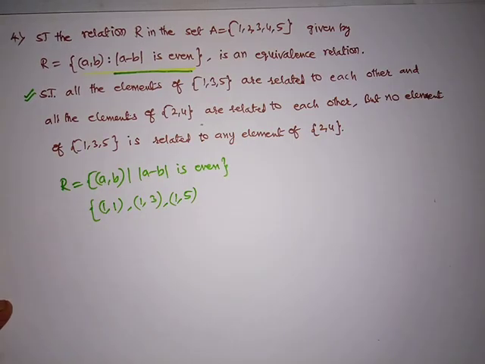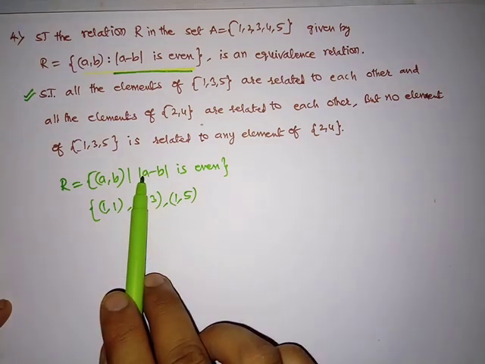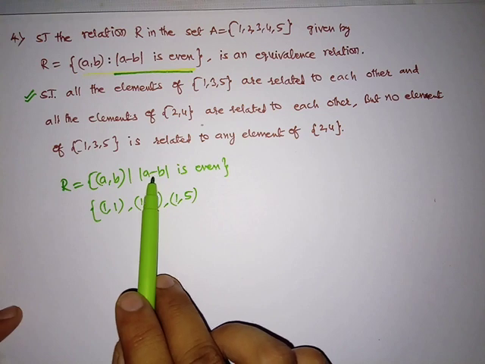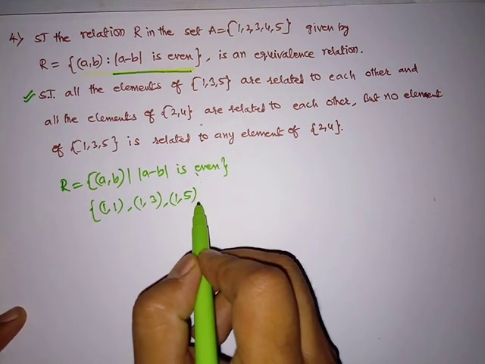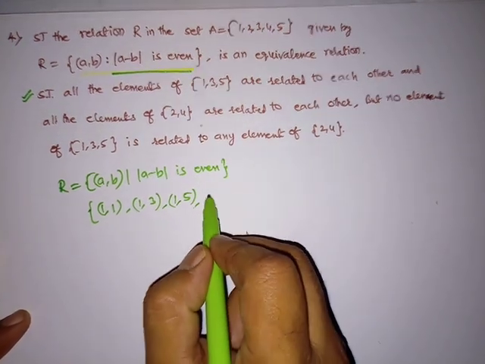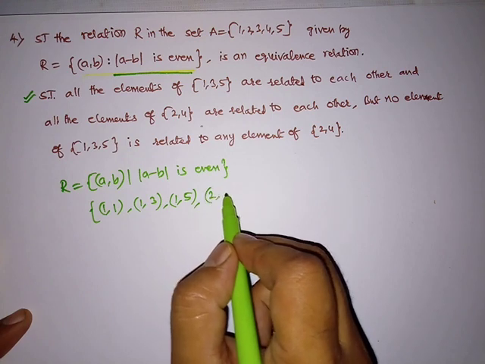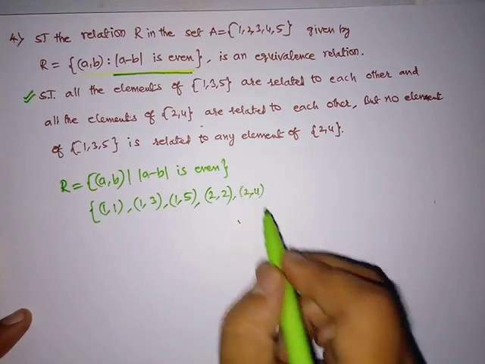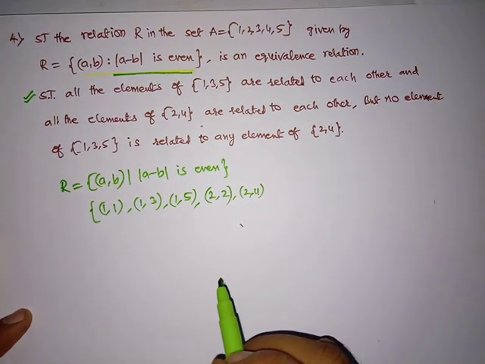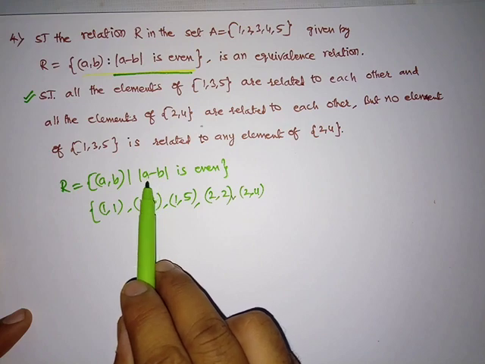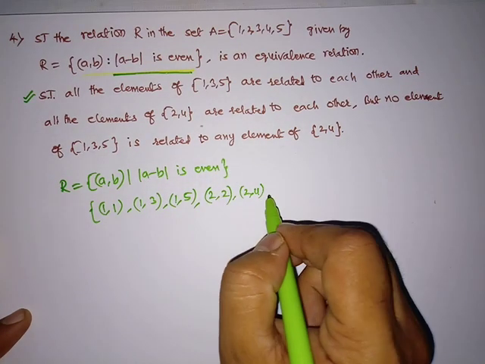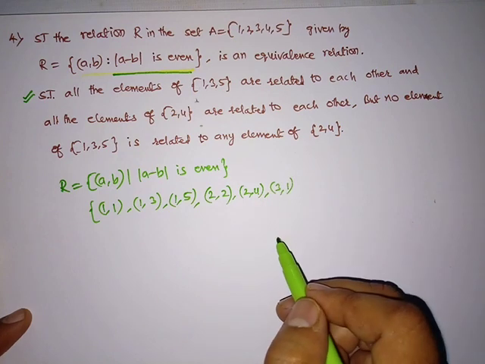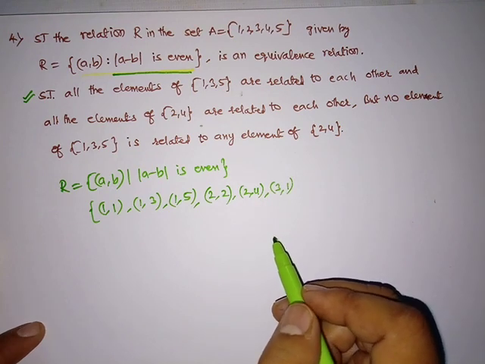1 comma 5, 1 minus 5 is minus 4, mod of minus 4 is 4, and 4 is an even number. Coming to the next, take 2 comma 2, 2 minus 2 is 0. Next, 2 comma 4, 2 minus 4 is minus 2, mod of minus 2 is plus 2, which is also even. Coming to the next, 3 comma 1, 3 minus 1 is 2, and 2 is even.